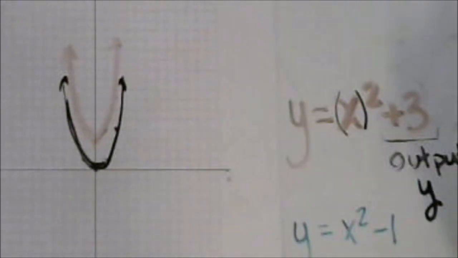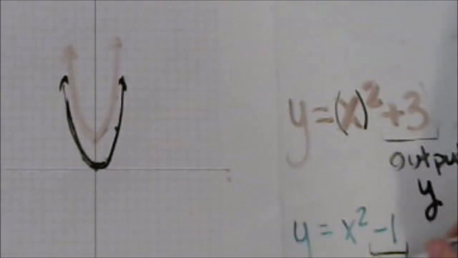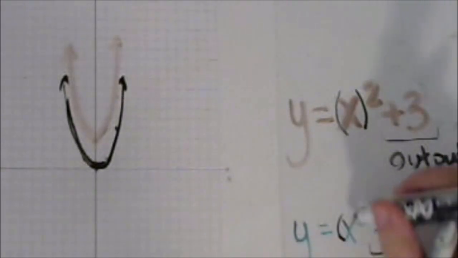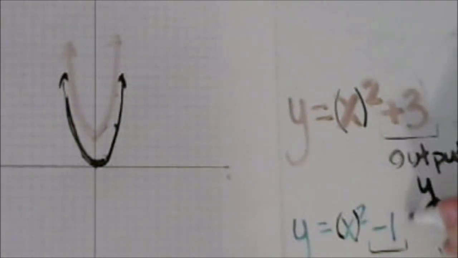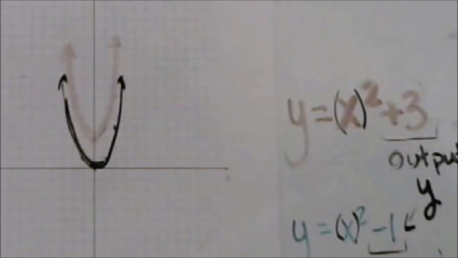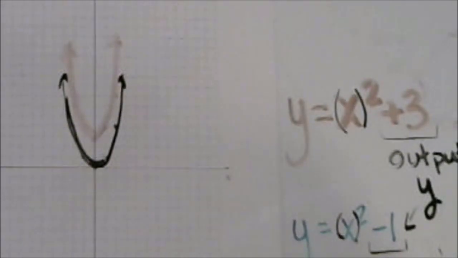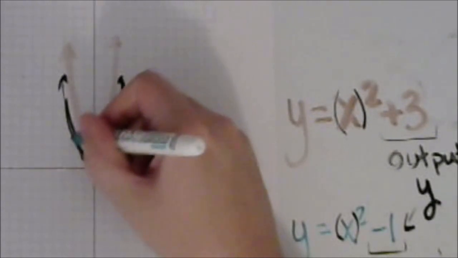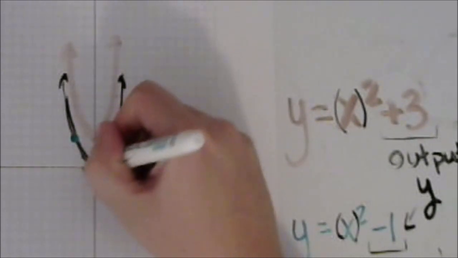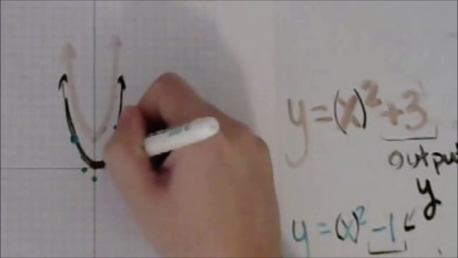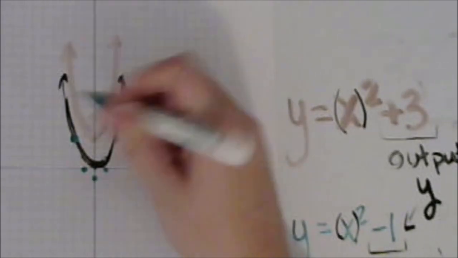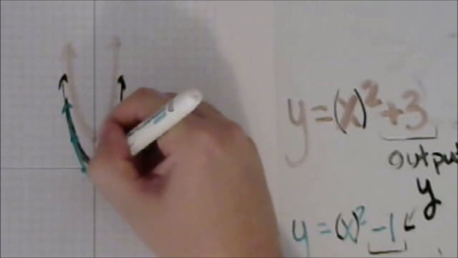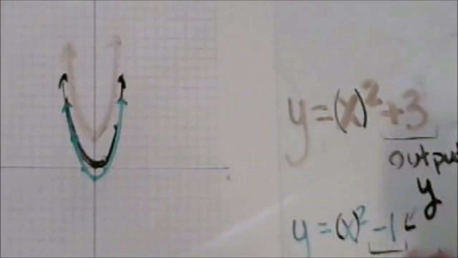This also is being applied to the output of the function because it's not been grouped with the x. And so this is asking us to subtract 1 from each of our y values. 4 minus 1 is 3. 1 minus 1 is 0. 0 minus 1 is negative 1. We'll repeat this on both sides. So what this ends up doing to our quadratic function is lowering it 1 unit.